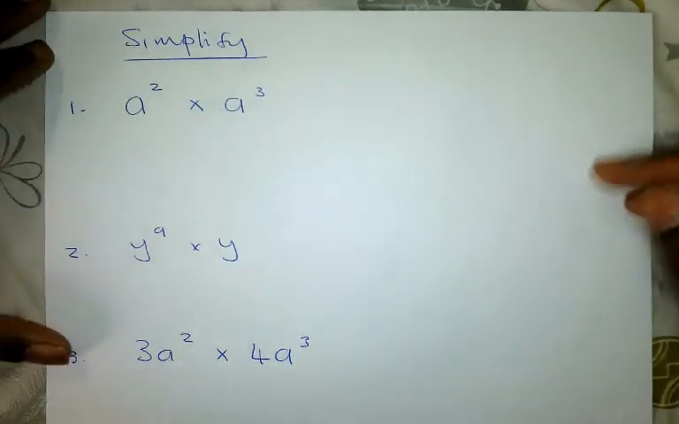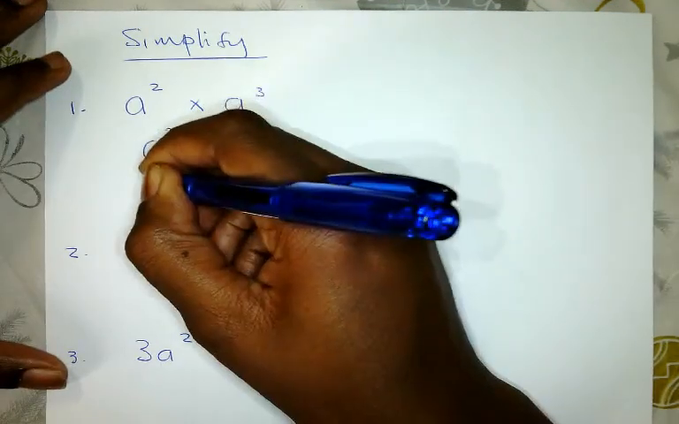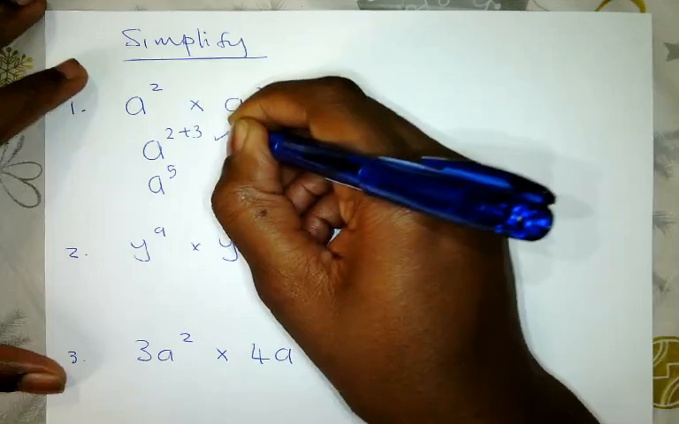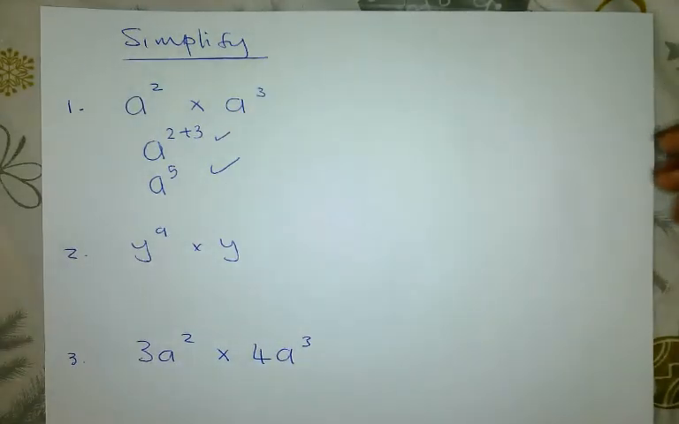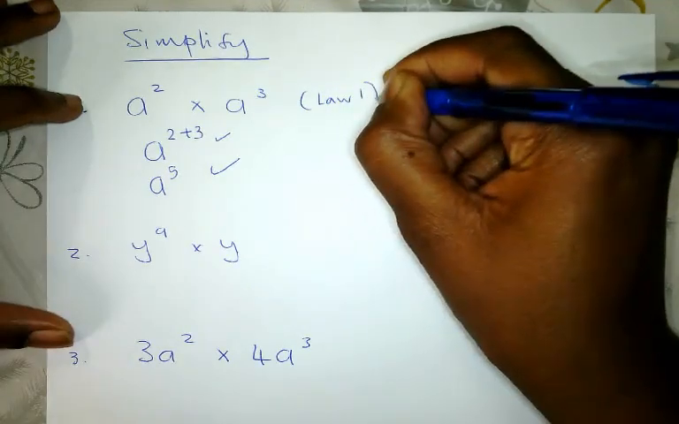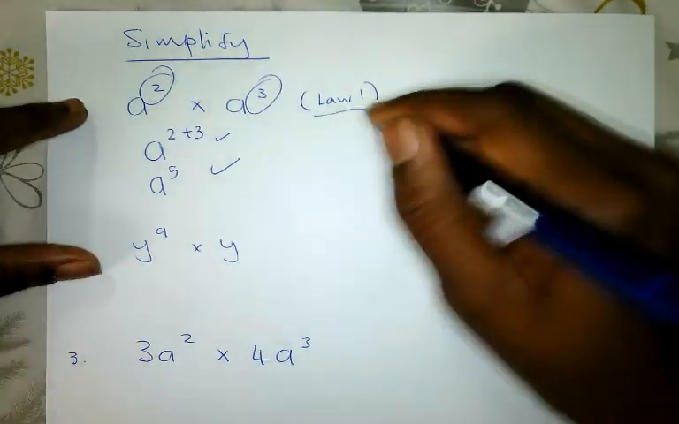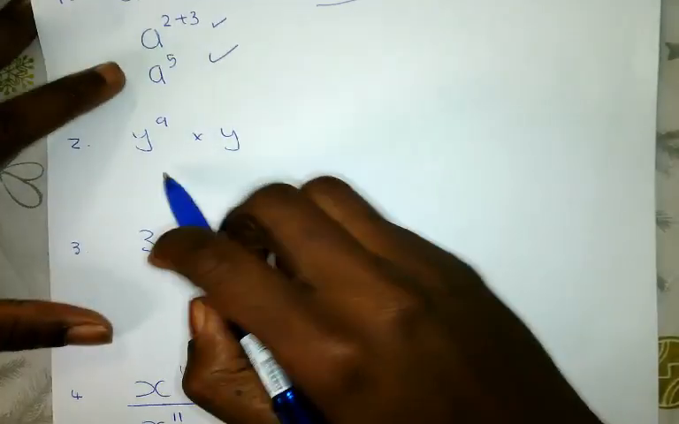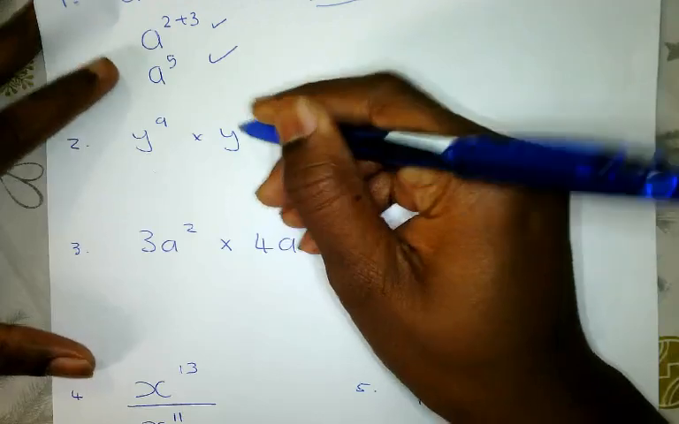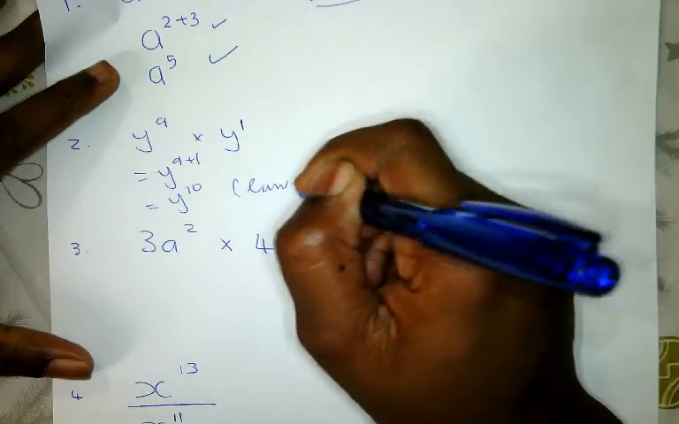This would be when multiplying powers of the same base, 2 plus 3, this will be 5. Show your method, show your working. So I'll just write for now law number 1. For practice, law number 1 says add the exponents. You don't have to write this, but for your reference. And then here, if there's no exponent here, there's an invisible 1. And then 9 plus 1 is how much? 10. Which law did we use? Law number 1. Is that fine, guys?